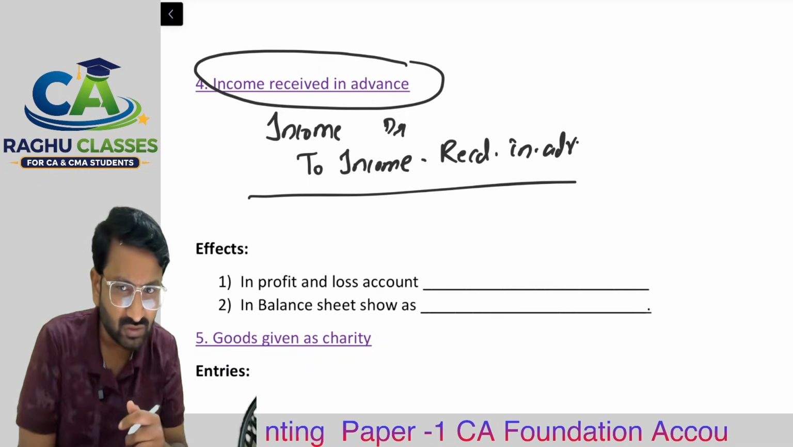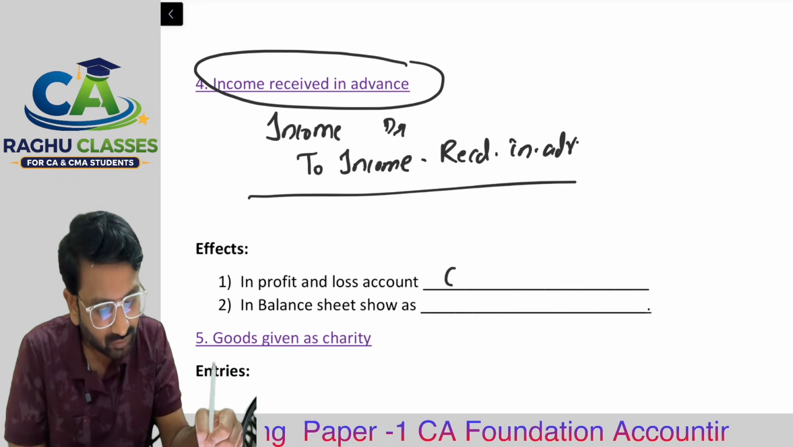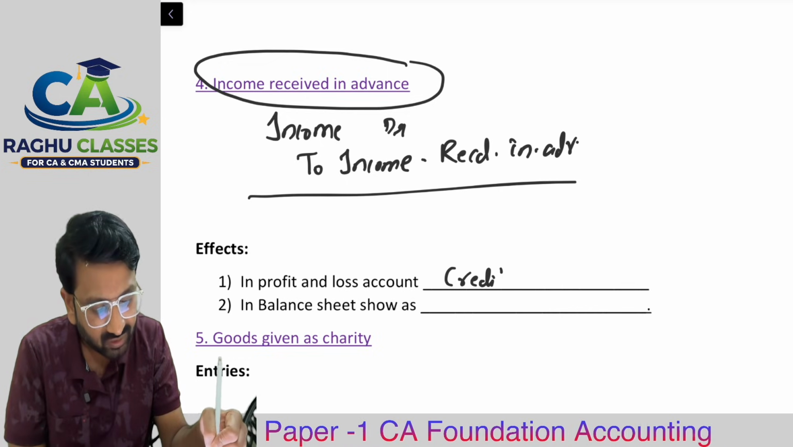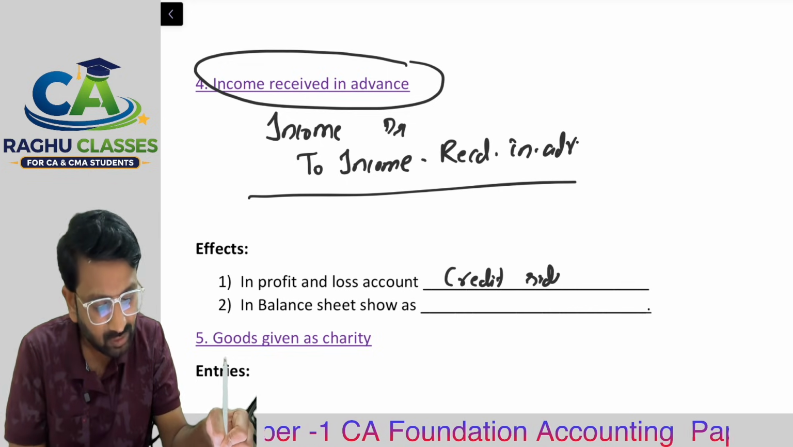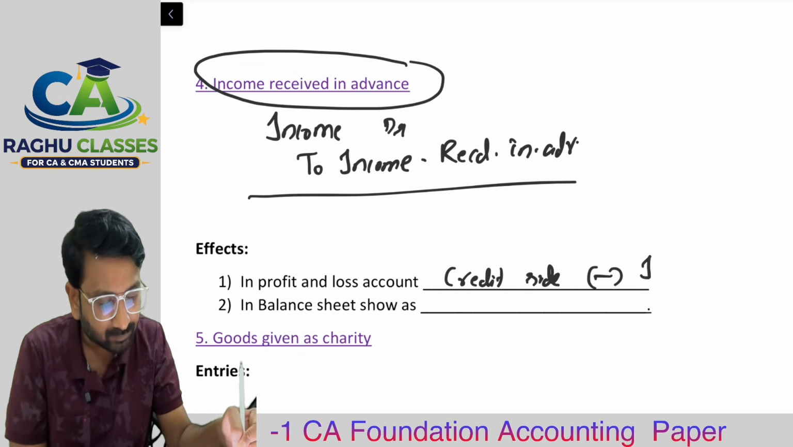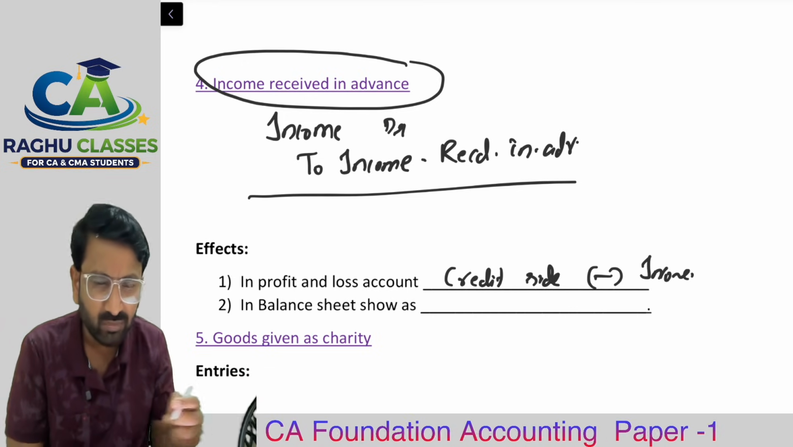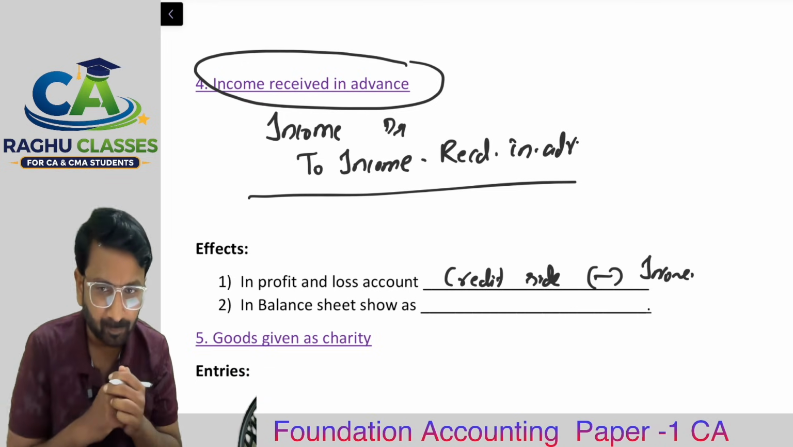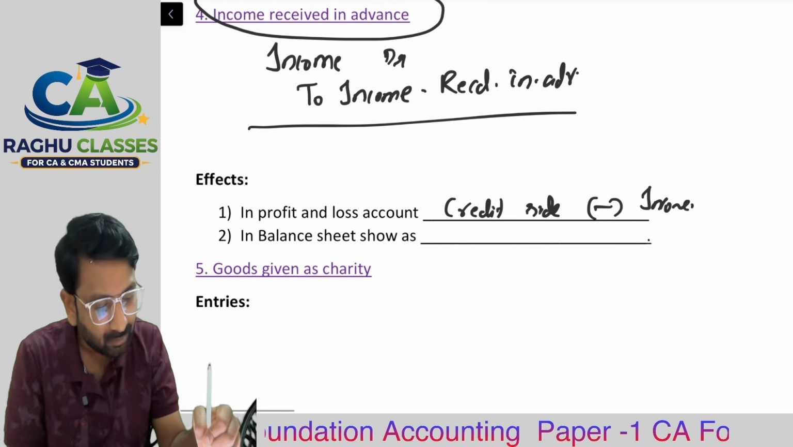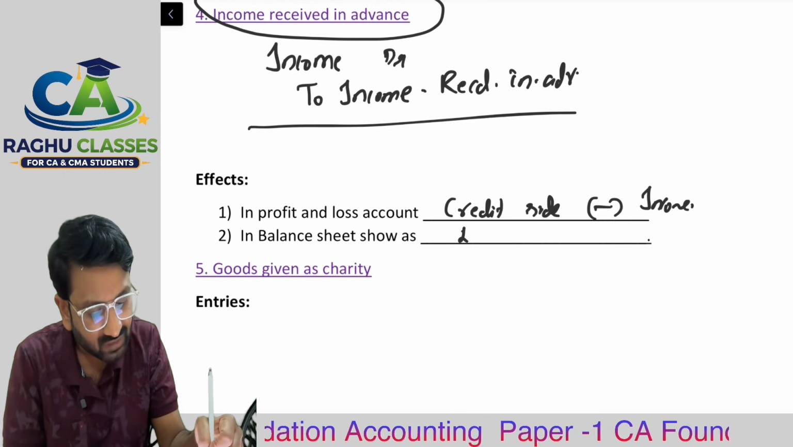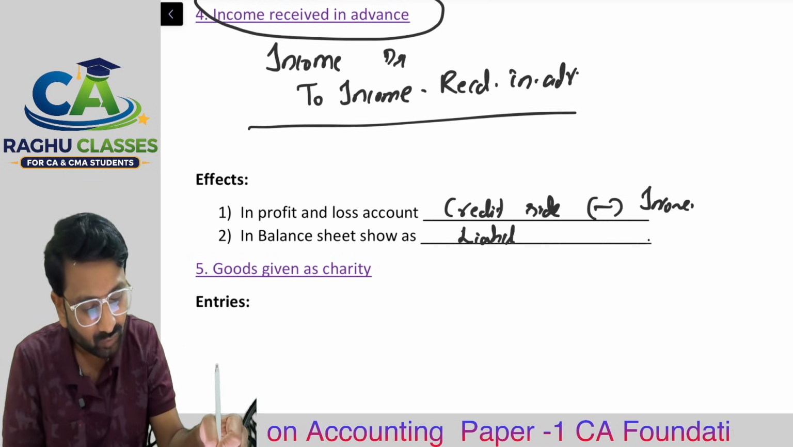Now, two effects for this. In profit and loss account, on the credit side, we will minus this from income, because it does not pertain to current year. And effect number two, in the balance sheet, we show it as a liability.